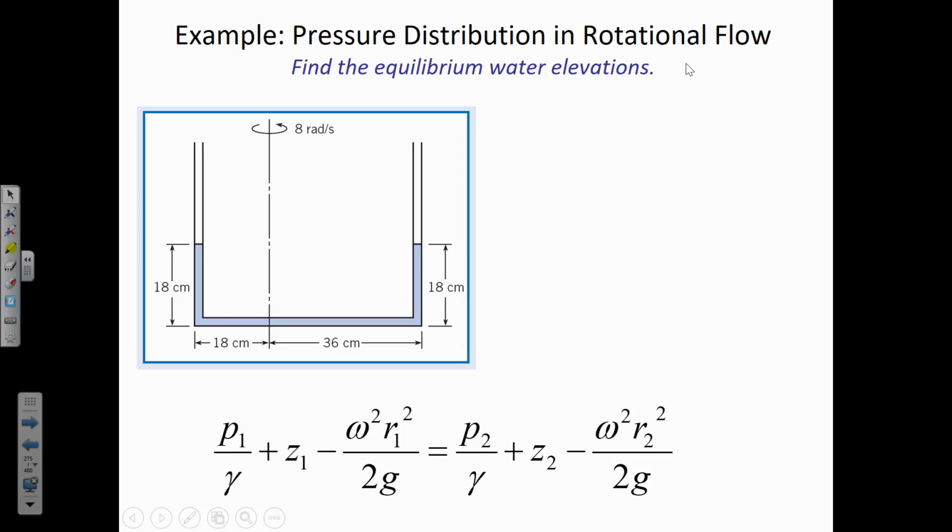What we can say is Z1 plus Z2 is equal to 0.36 meters. So let's have the elevation datum be the bottom of this tube. And doing it this way, by saying Z1 plus Z2 is equal to 0.36, now we've got two equations, two unknowns. Before we just had one equation and two unknowns. Both of the elevations weren't known.